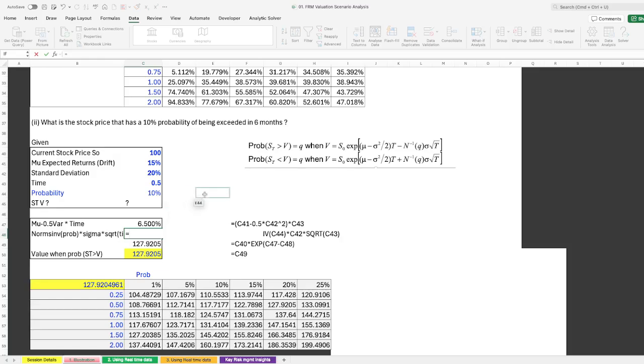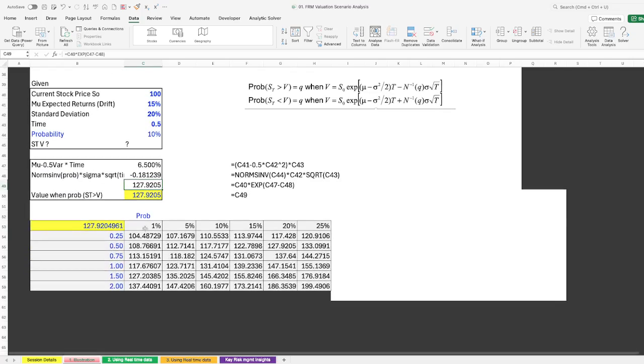And then the next is the norms inverse of the probability, that is 10%, multiplied by sigma and multiplied by square root of the time. So that is the formula, and so we got this one. Now you calculate the current stock price times exponential of this minus this one. So we get 127. With a given probability of 10%, the value that will be exceeded is 127.